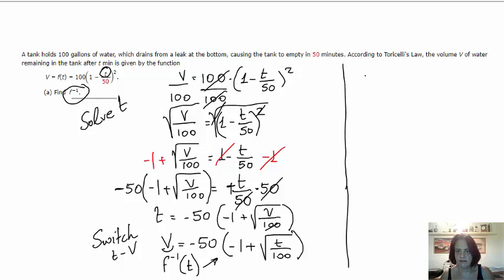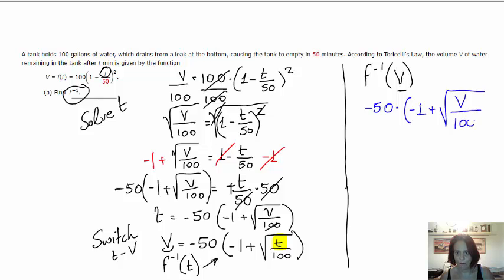Now at the next step, I also want to calculate the value of the inverse of f at point v. So what does this mean? This means that inside my inverse function here, I want to replace the t with v. Okay, how do I do that? Well, I take my function that is negative 50 times (negative 1 plus the square root of v divided by 100). But what is v? Well, if you look right here, v is 100 times each parenthesis.